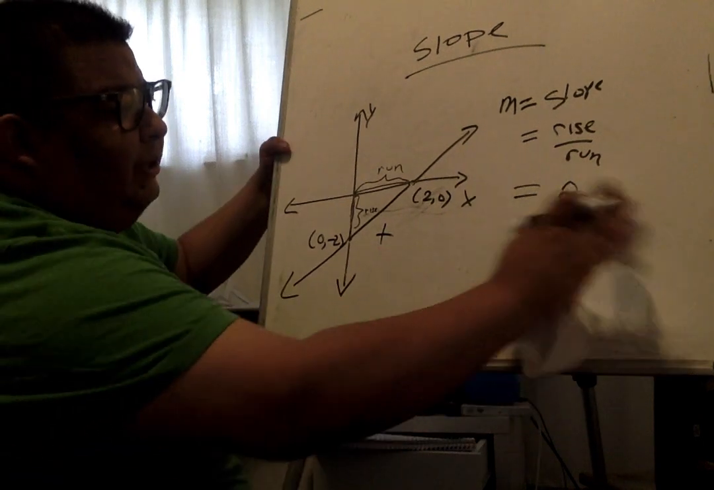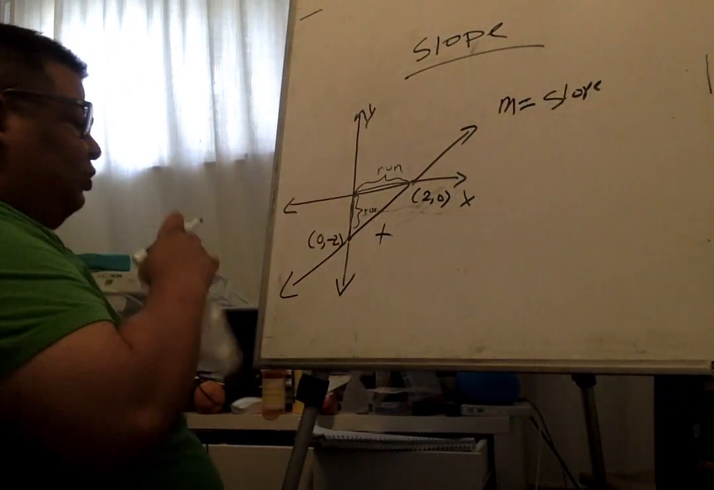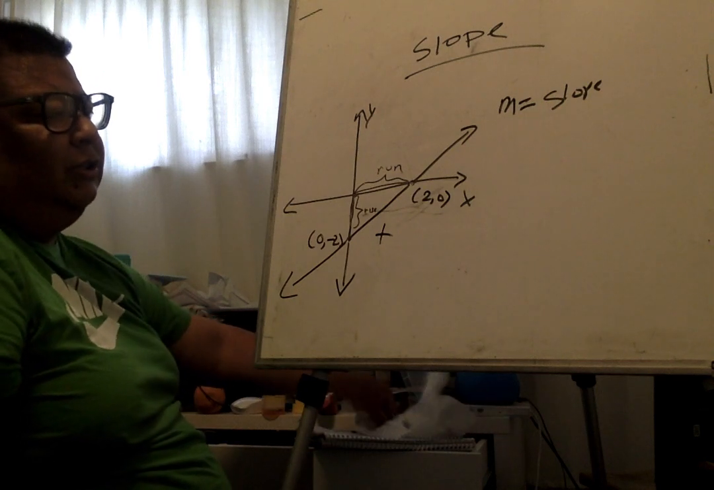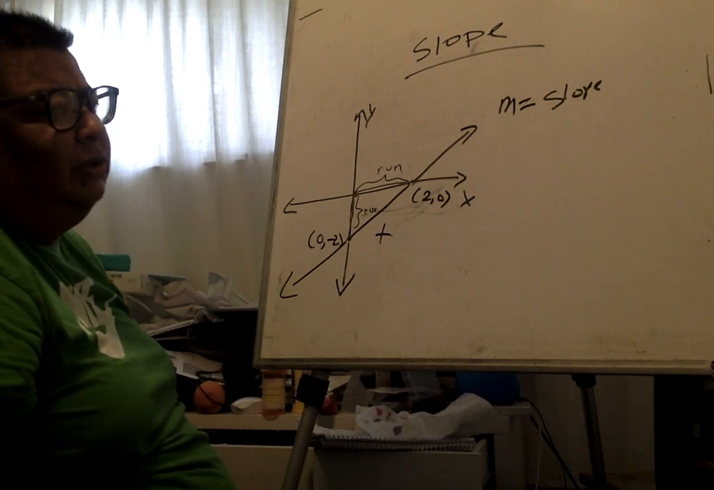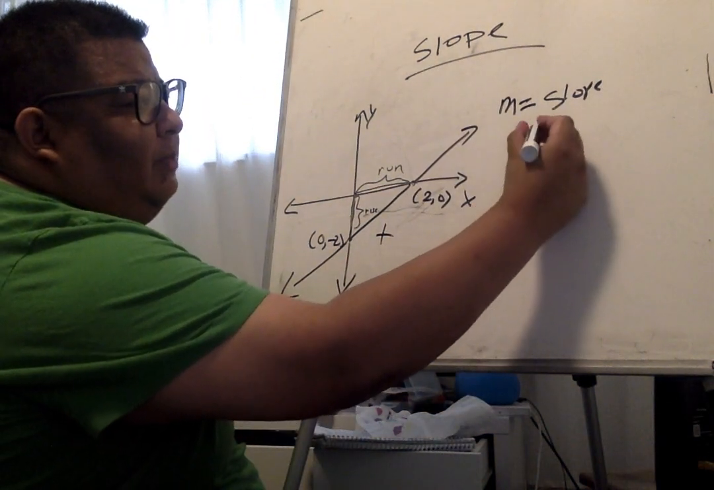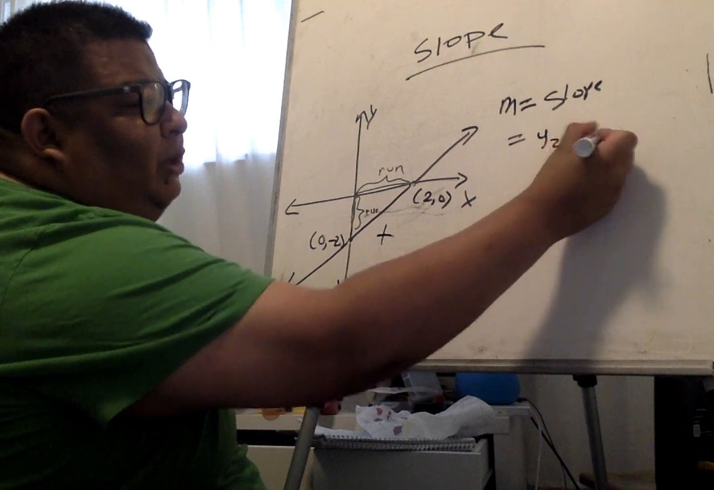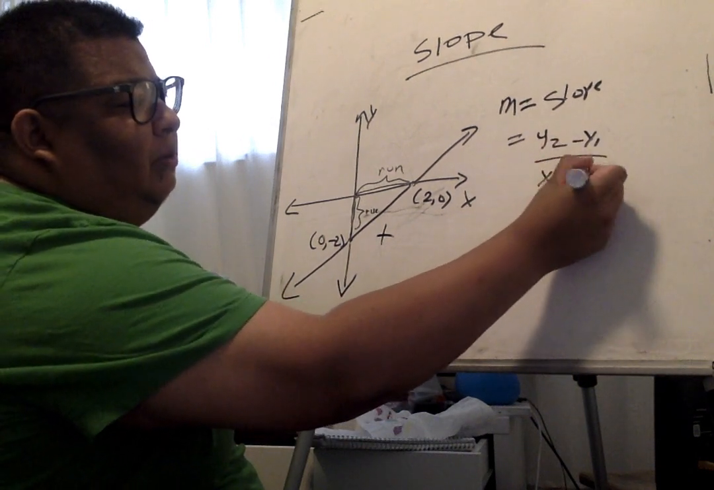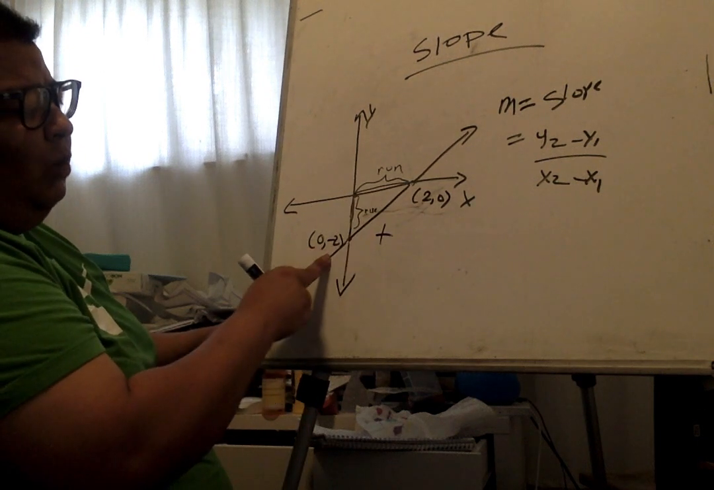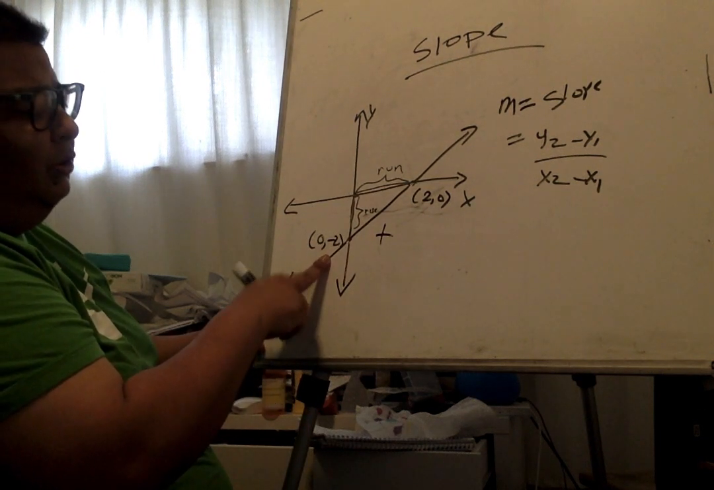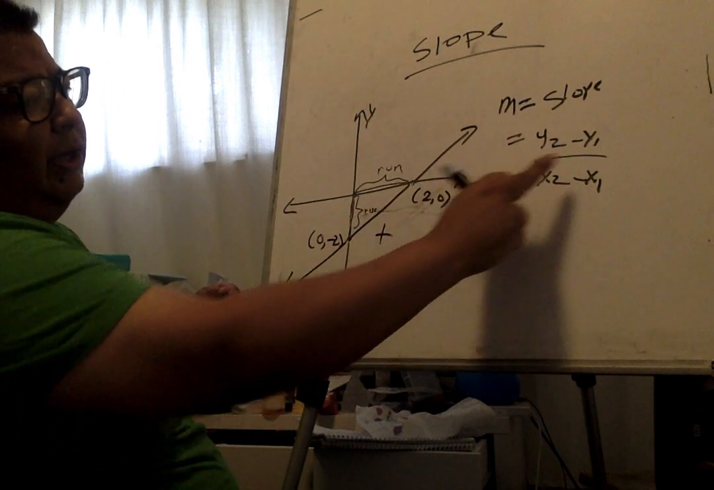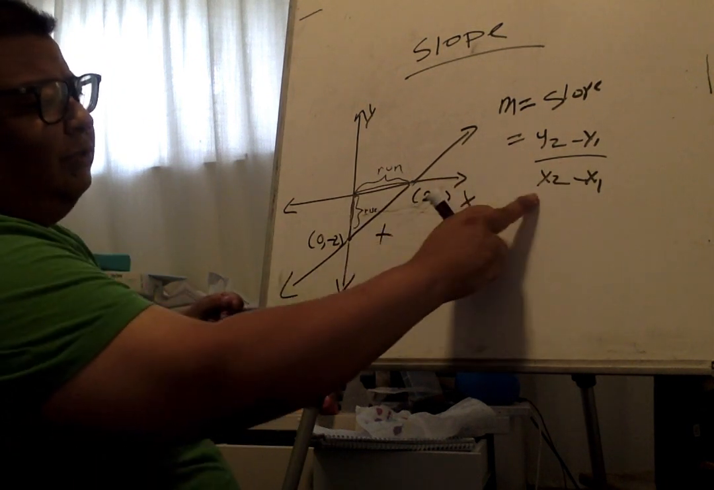But now we're gonna find it numerically. Sometimes we cannot do it graphically. The problem doesn't give us graphs, so we have to find it numerically. How do we find it? There is a formula for it. So the slope is gonna be y2 minus y1 over x2 minus x1, where y2 is your second point and y1 is your first point. Y means the y value, x means the x value.